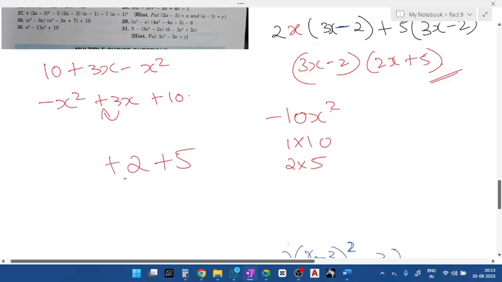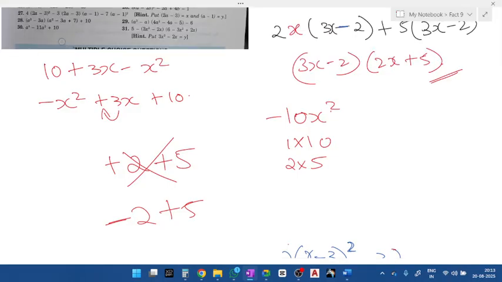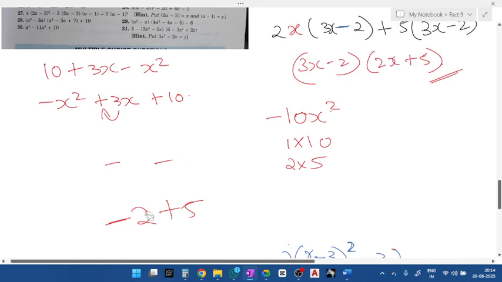See, if I add 2 here, will I get 3 or 7? I'll get 7. That is not required. So what should I put before 2? Minus or plus? Minus. Is this clear? All of you? Understood?